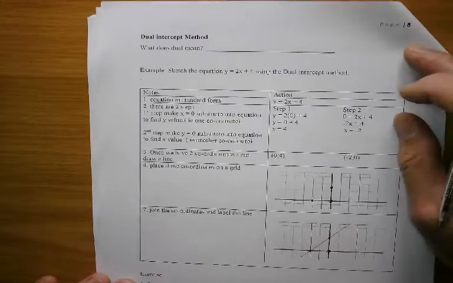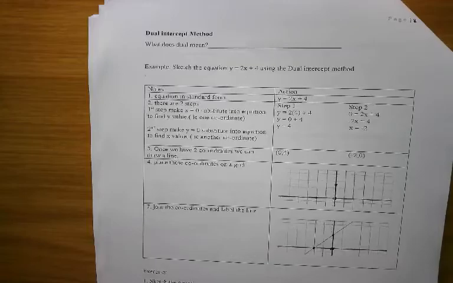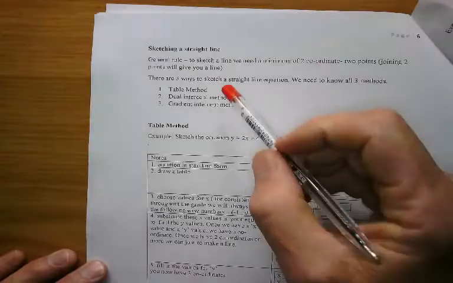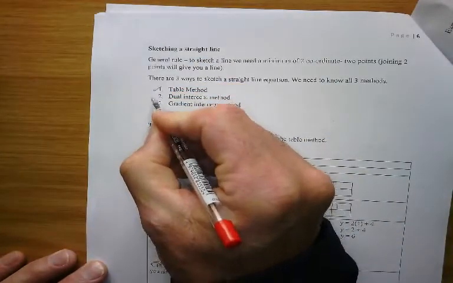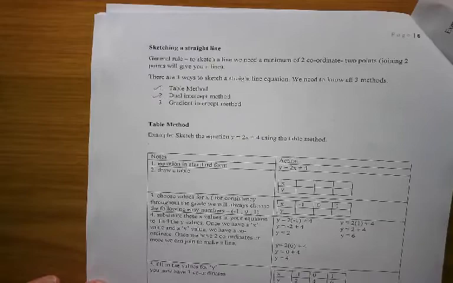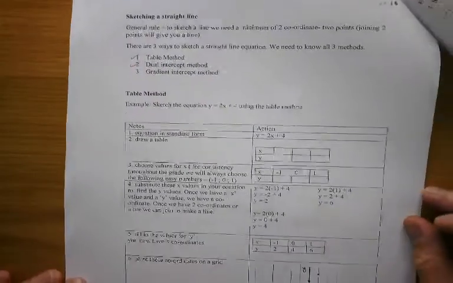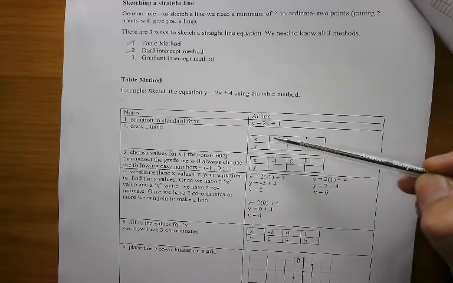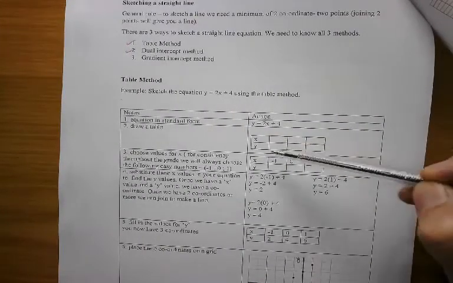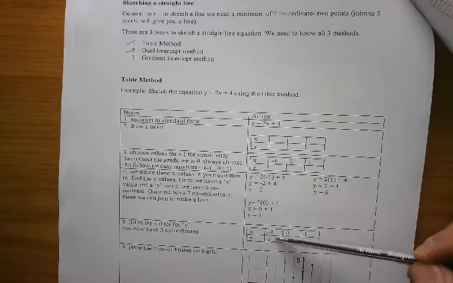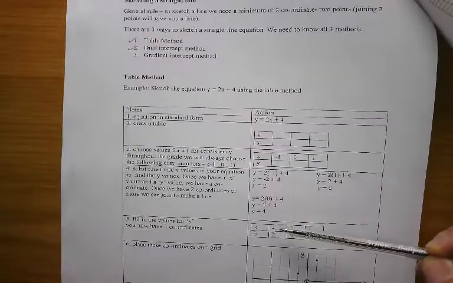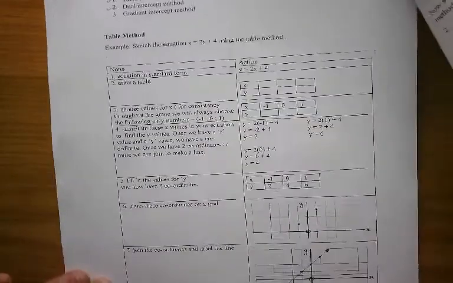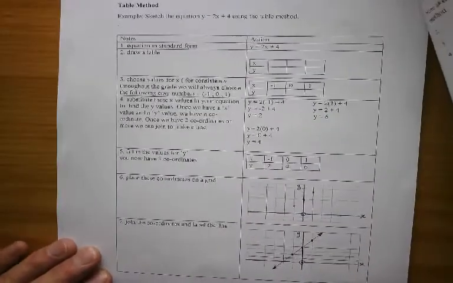Right, page 8. We're going to be working on the dual intercept method. Now we've done the table method already, and we're now moving to the dual intercept method. Just to recap on the table method, we drew a table and we substituted values for x to find y. Once we've got an x and a y value, we can get a coordinate. Once we've got one or two coordinates, we can then sketch a straight line. That's using the table method.